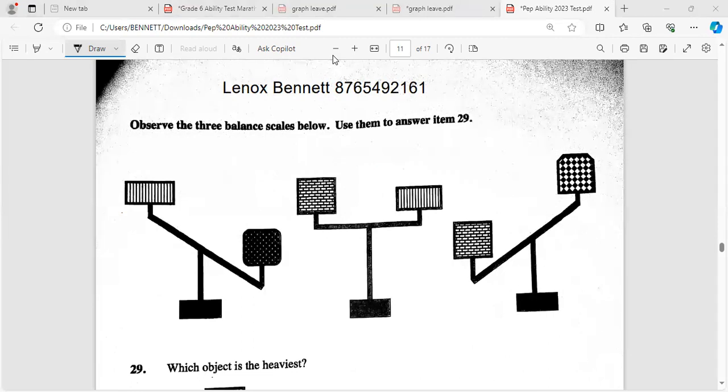Okay. So I said, observe the 3 balance scales below. Use them to answer item 29. In the first one, the rectangular striped one looks lighter than the other one, which is the square. And in the third scale, it looks like the square, which looks like a brick, is a bit heavier than the rectangular one.